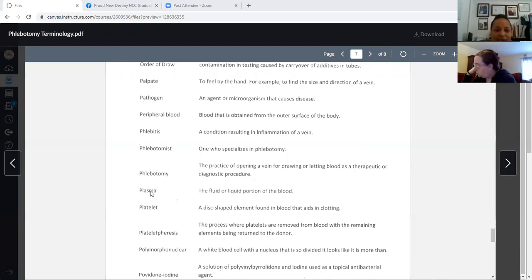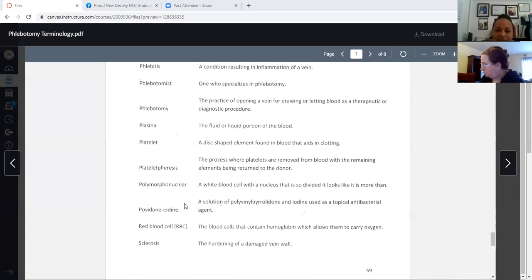Plasma, you want to highlight plasma. That's the fluid or liquid portion of the blood. And we'll talk more about plasma when we talk about the components of blood. Platelet, you want to highlight platelet. That's a disc-shaped element found in blood that aids in clotting. Platelet pheresis is the process where platelets are removed from blood with the remaining elements being returned to the donor.